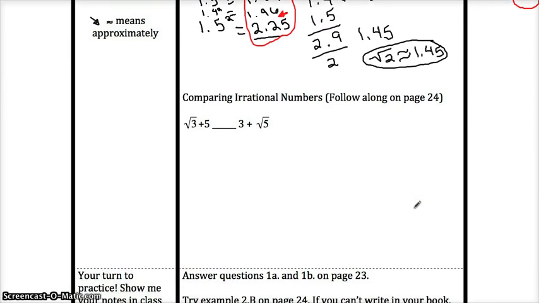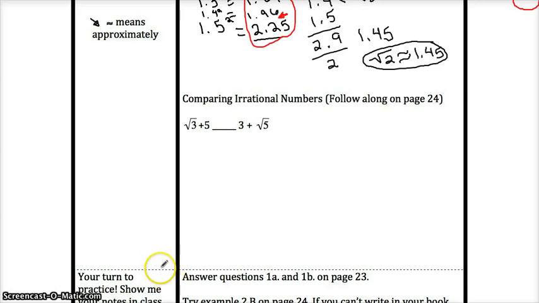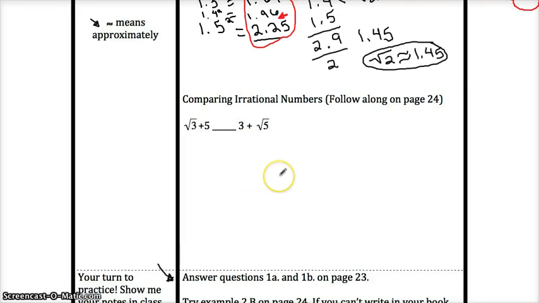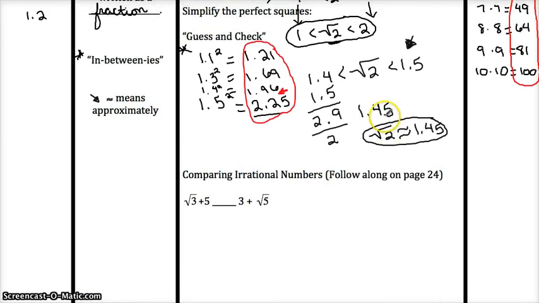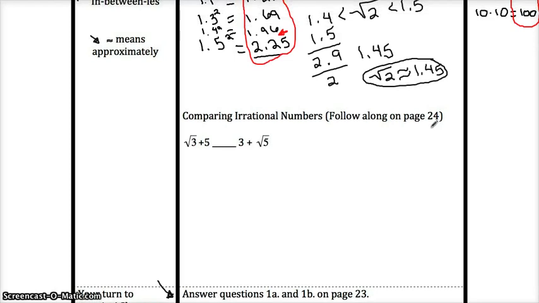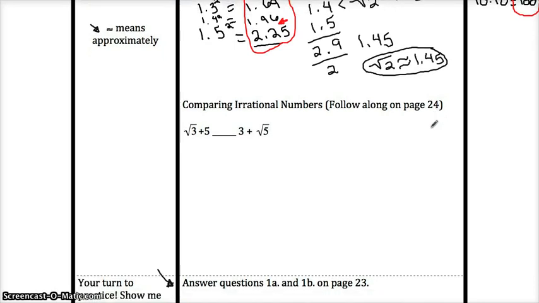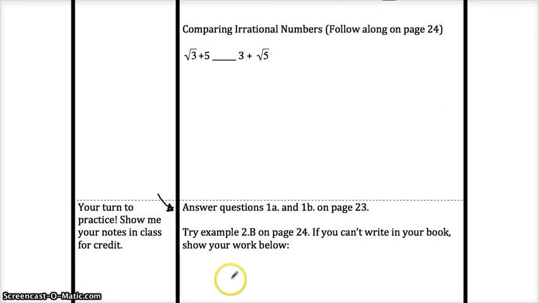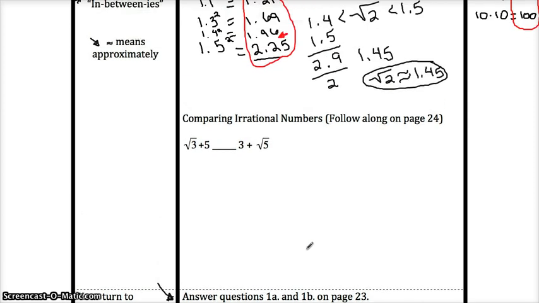Before you move on to that, if you want to start your practice, this goes along with what we just learned on page 23. It's questions 1A and 1B at the bottom of 23, and it's asking you to make a better estimate of the square root of 2. So you can pick up right where we left off right here and see if you can find an even better estimate for this number. 1A is asking you how you would do that, and 1B is asking you to do it. If you can't write in your book, feel free to write your answers down here on the bottom or on the back of this note sheet.